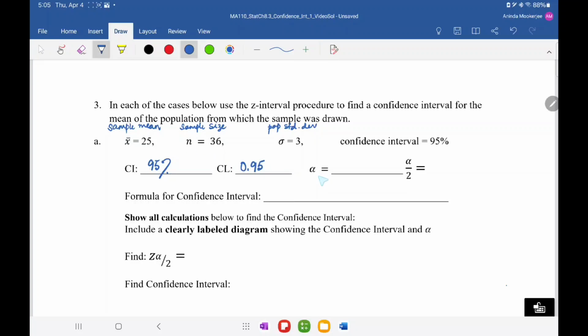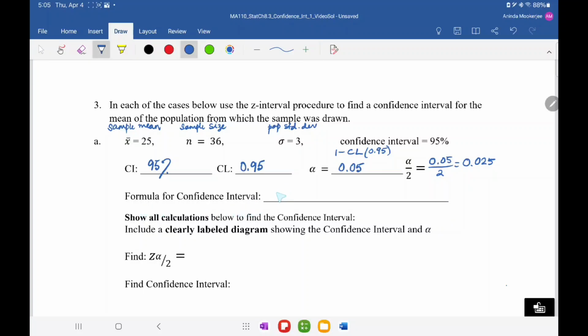Alpha is 1 minus the confidence level. So our confidence level is 0.95. Therefore, 1 minus 0.95 is 0.05. That's alpha. And then alpha by 2, we have to divide alpha into 2 equal parts. So it's going to be 0.05 divided by 2, which is 0.025.